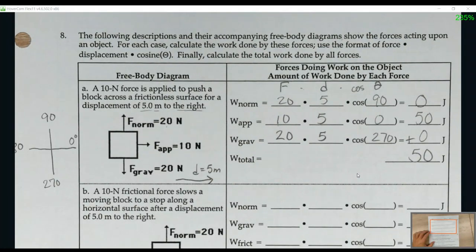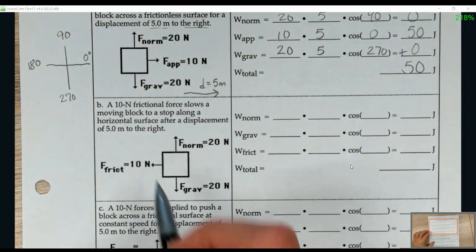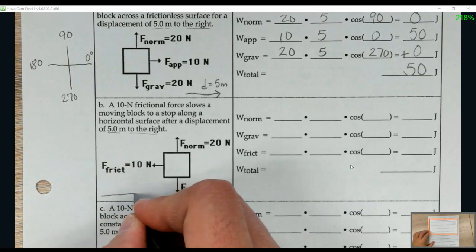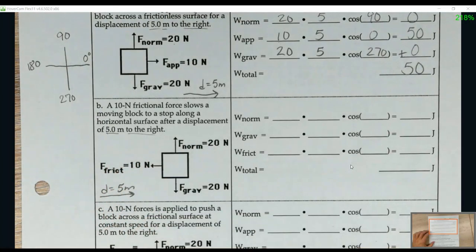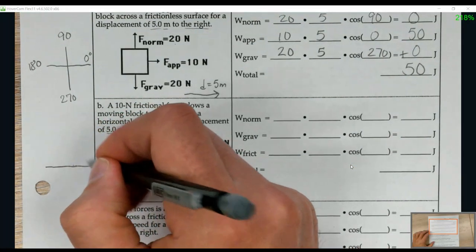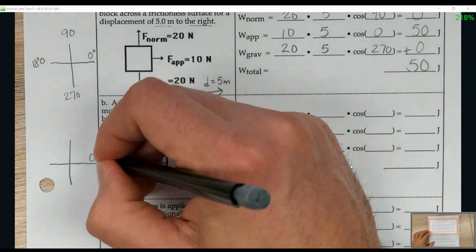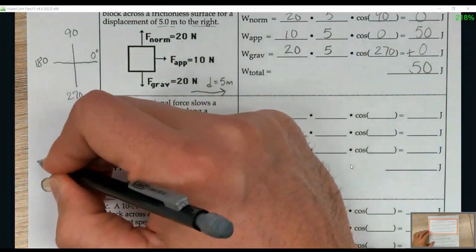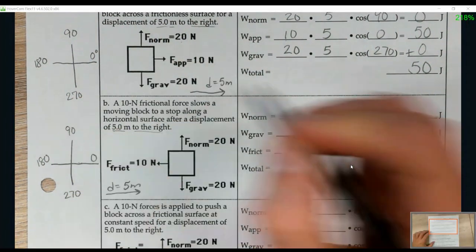All right. Next one. What direction is this thing moving? It's going 5 meters to the right, so draw this in. D is 5 meters going to the right. Make your coordinate plane. We're going to make 0 to the right, 90 up top, 180 to the left, 270 down.